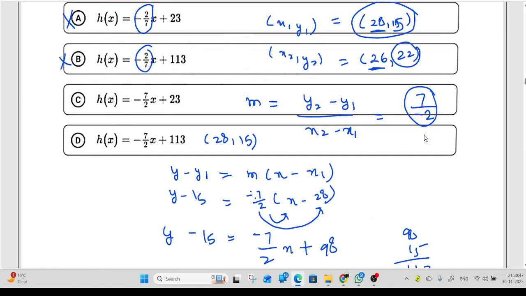So let's see this option. Option D is correct, as you can see, right?